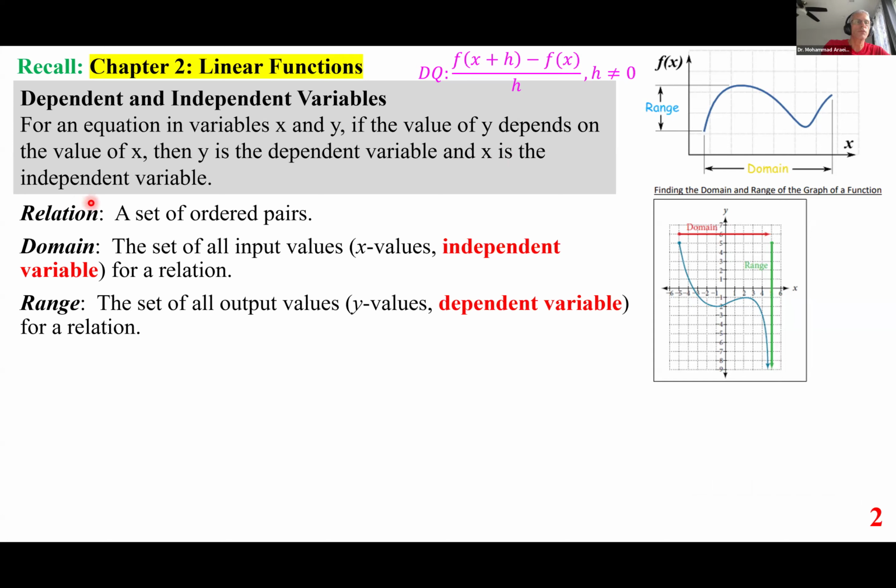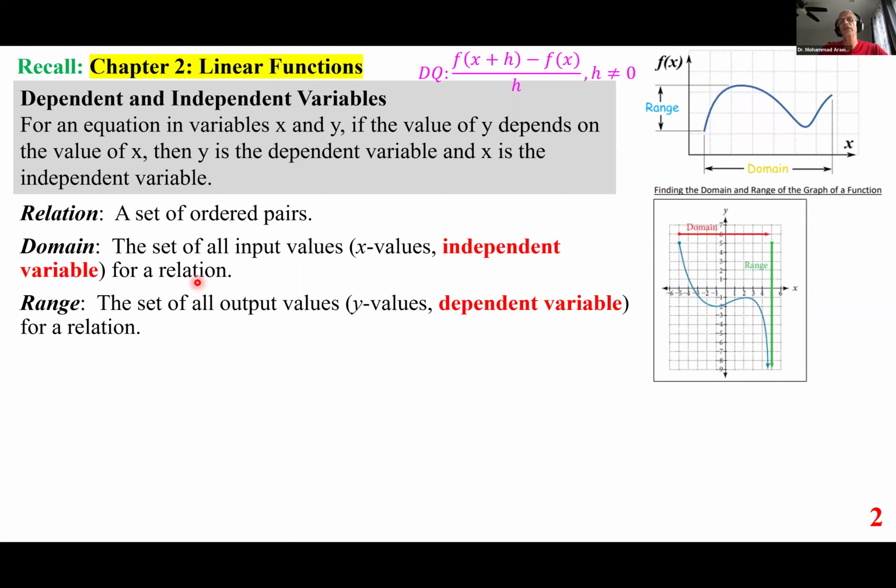So the discussion of relation, domain and range. We're going to look at the definition and the graphs. Relation, a set of ordered pairs. Domain, the set of all input values, the x values, the independent variable for a relation. Range, the set of all output values, the y values, the dependent variable for a relation.